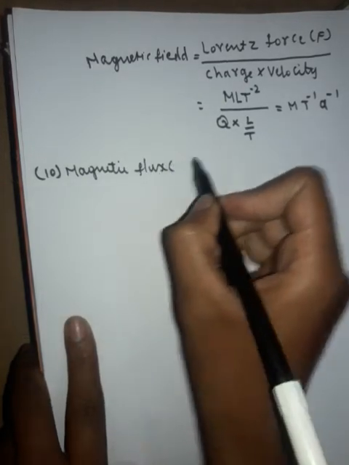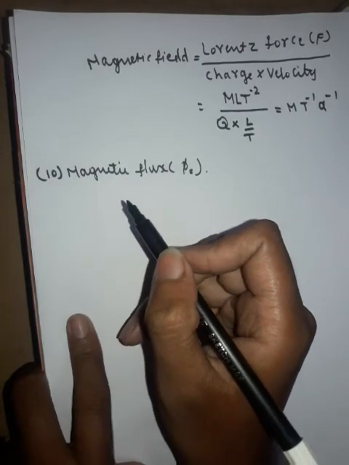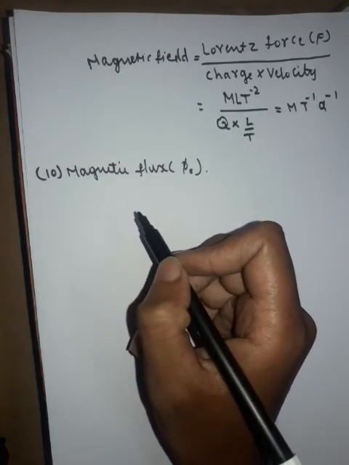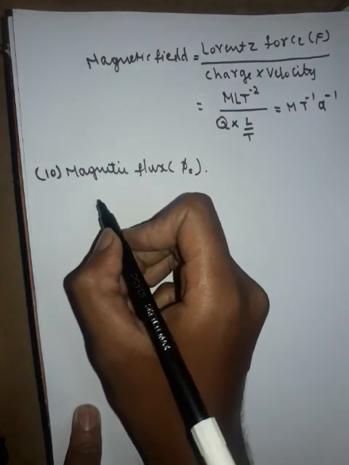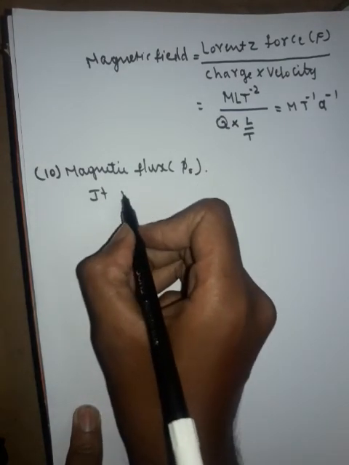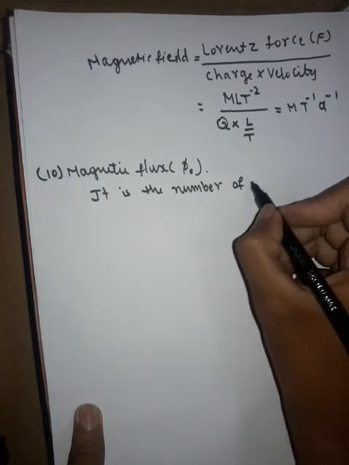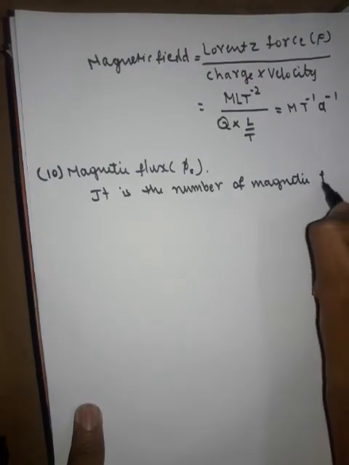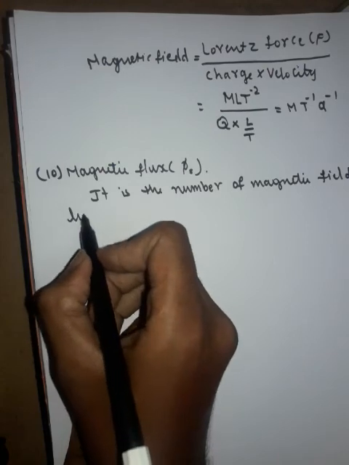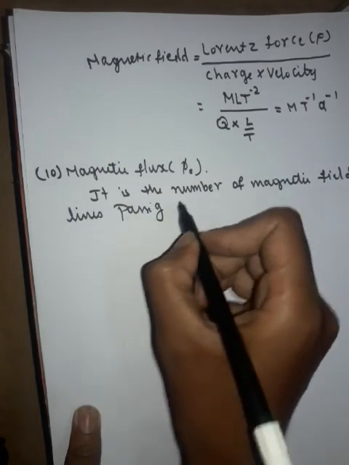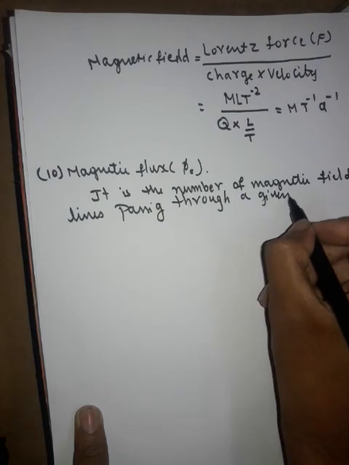And next comes magnetic flux, that is the 10th one, magnetic flux, which is given by phi. Let me write the definition of magnetic flux, that is, it is the number of magnetic field lines passing through a given closed surface.